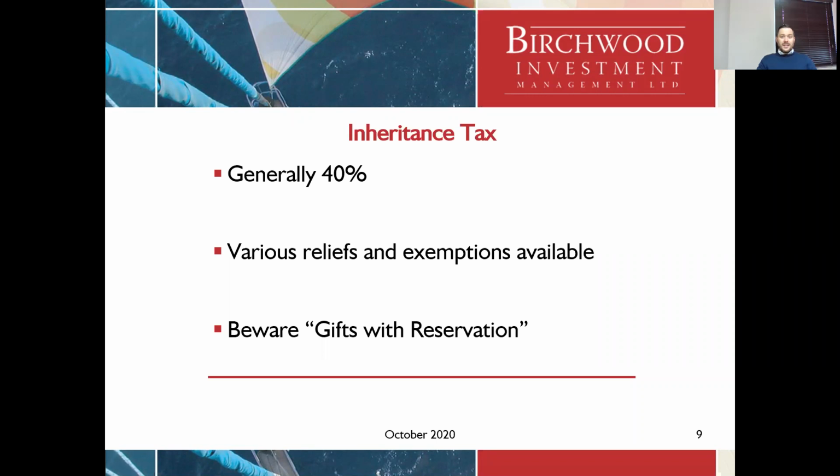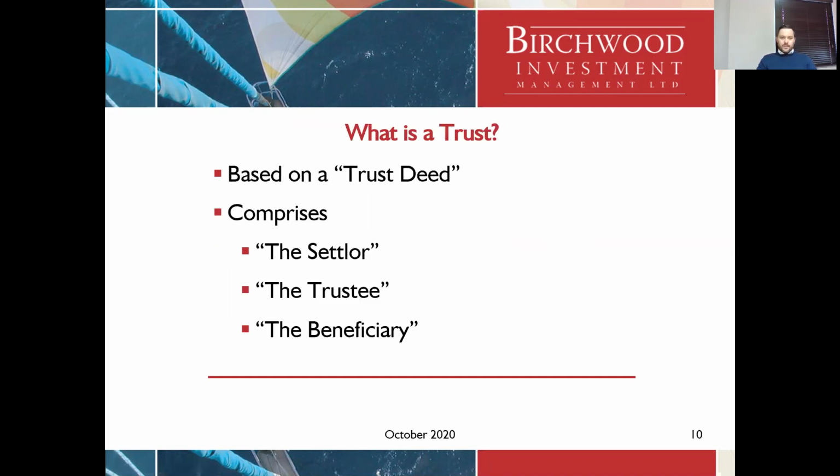So you may need the assets to live off or provide an income. Even if you give the assets away but retain the option to have them back or continue to make use of them, they will be treated as a gift with reservation and will still be included in your estate. Fortunately, there is a solution to avoid the gift with reservation rules, which I've already mentioned, and that's the discounted gift trust. But before I talk about that, what is a trust?